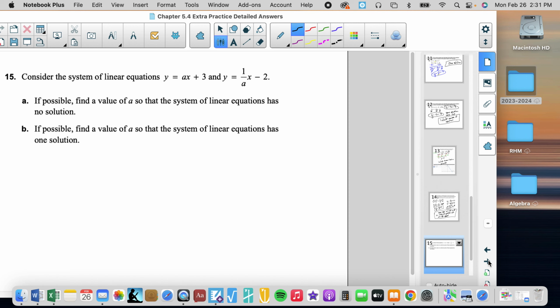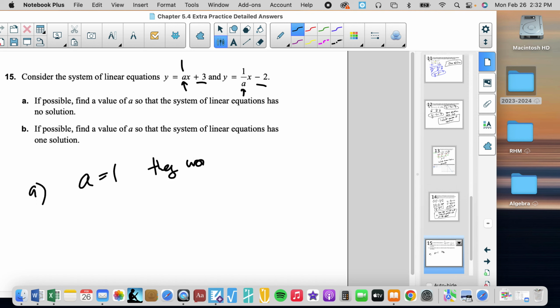They are parallel and will not intersect. Consider the system of linear equations. If possible, find the value of A so that the system of linear equations has no solution. Well, no solution would mean that they are parallel. So what value for A would produce the same slope? Well, 1. When A equals 1, that's 1, and then this equals 1 over 1, which still means 1. And they have different y-intercepts, so they would be parallel. So find a value for A.